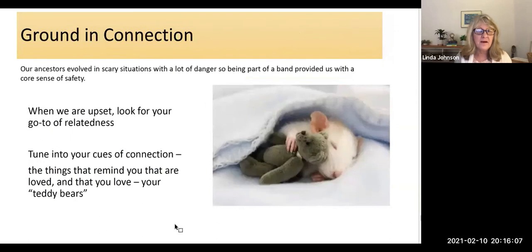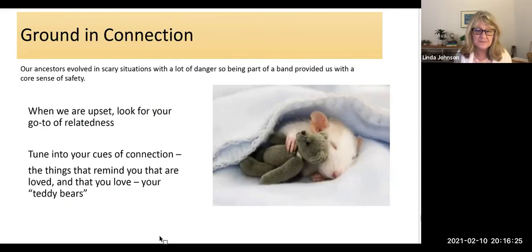Okay, then we have ground and connection. So you can see the little mouse here hugging his teddy bear. We all have teddy bears around us, pictures of loved ones, things that remind us to feel good. The picture behind me is something my son painted when he was a child.